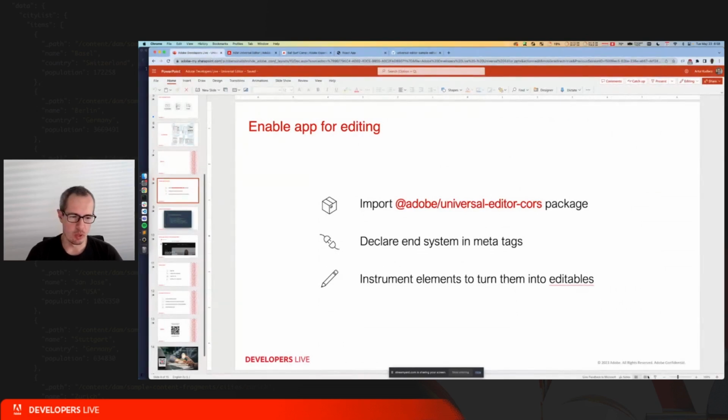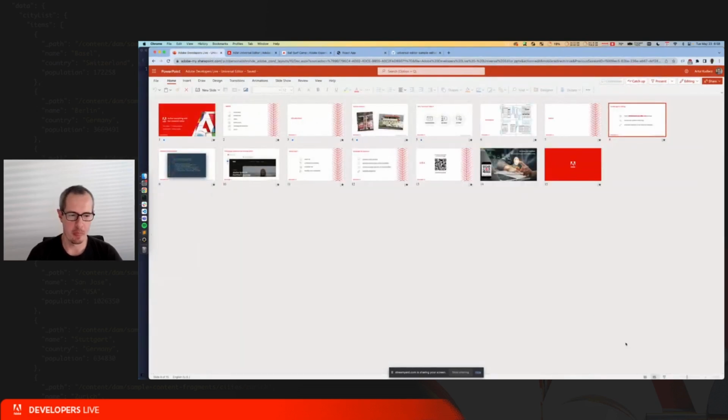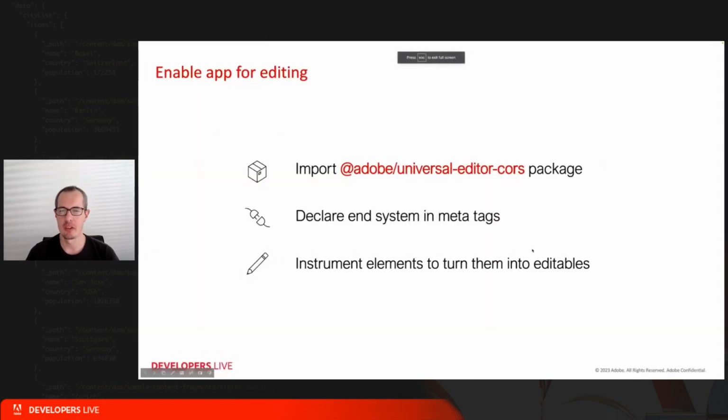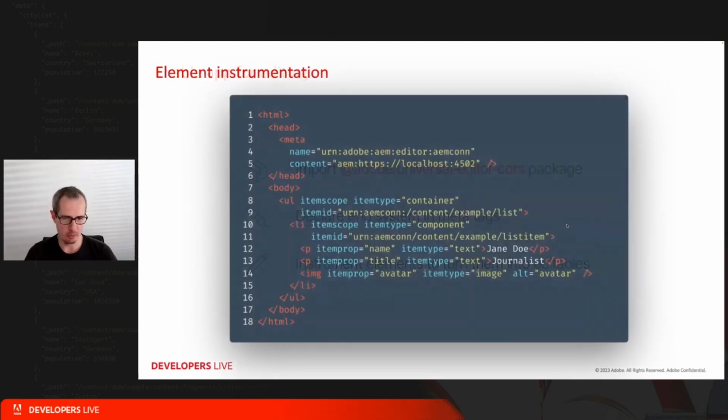I would like to also make some recap on what was just presented. So first, in order to make your app editable, you want to include one library which allows the communication between the editor and the app. Then you're asked to declare the end systems that you want to use. And by the way, you can declare more than one if that's your wish, and provide the necessary instrumentation. And the instrumentation is presented here to focus on exactly what has to be done.